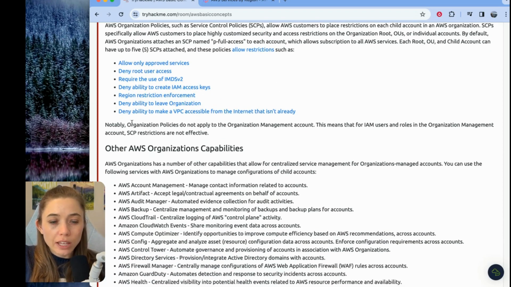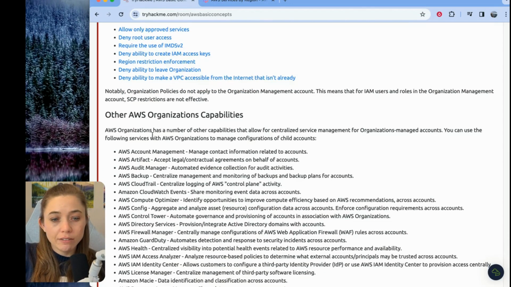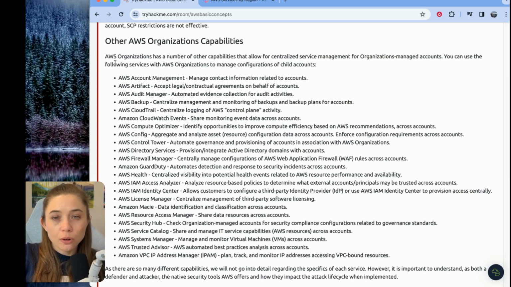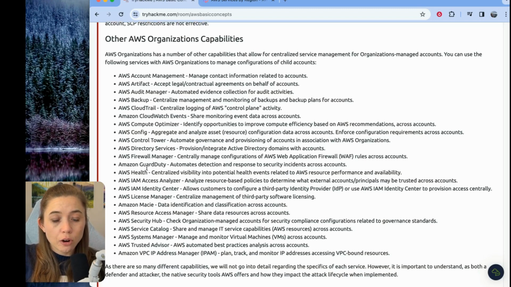Now, one notable thing here, organization policies do not apply to the organization management account. This means that for IAM users and roles in the organization management account, service control policy restrictions are not going to be effective. We move on to a list of other capabilities that the AWS Organization Service has. I'm not going to read through all of them, but hopefully if you're interested in this learning path, you're doing it yourself later on, definitely take the time to read through this, especially if you're just learning AWS, because these are a lot of great services and features to know about.